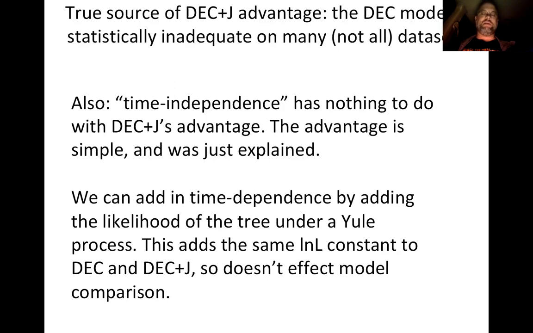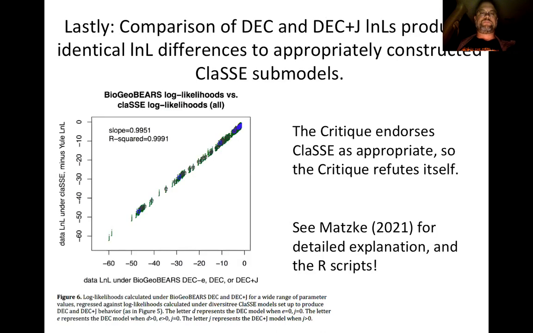Now, your cladogenesis processes are all time dependent. That doesn't change the relative comparison. You add the same constant to both a DEC model and a DEC+J model. It doesn't affect the model comparison. So this time independence point is actually irrelevant for the DEC+J advantage. All right, and I can show that in another way.